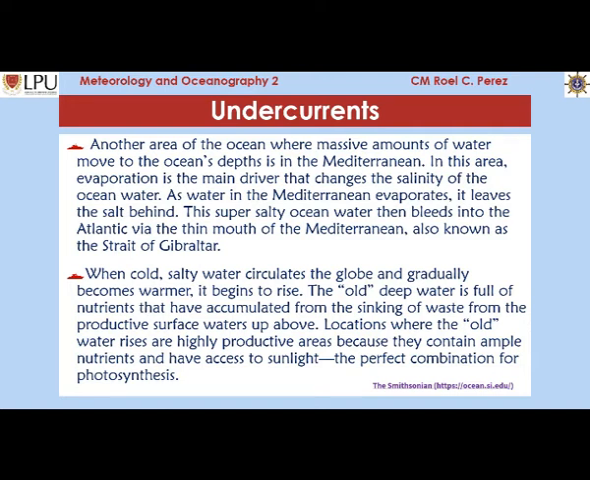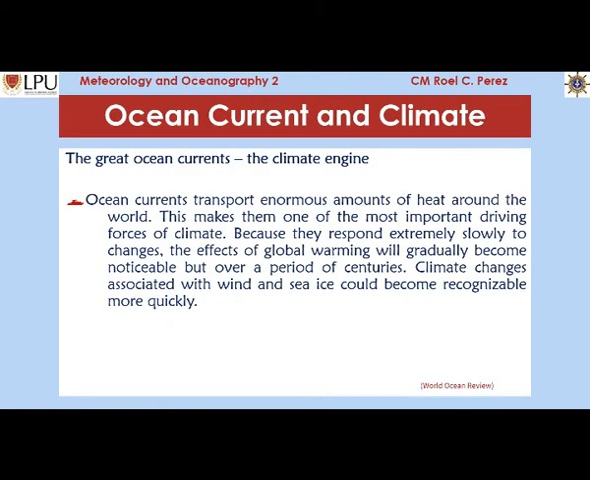When cold salty water circulates the globe and gradually becomes warmer, it begins to rise. The old deep water is full of nutrients that have accumulated from the sinking of waste from the productive surface waters up above. Locations where the old water rises are highly productive areas because they contain ample nutrients and have access to sunlight, the perfect combination for photosynthesis.